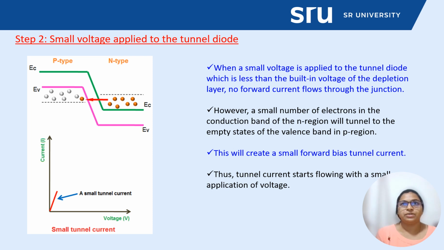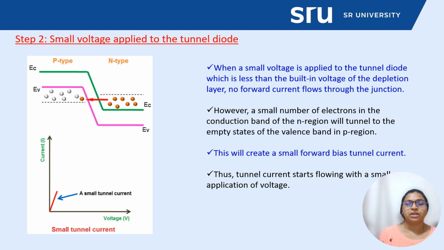However, a small number of electrons in the conduction band of the N region will tunnel to the empty states of the valence band of the P region. This will create a very small bias tunnel current. Thus, tunnel current starts flowing with a small application of voltage. So here, with a very small applied voltage, we can get a very small current. You can see in the voltage-current graph that it is increasing. A very small current is flowing.